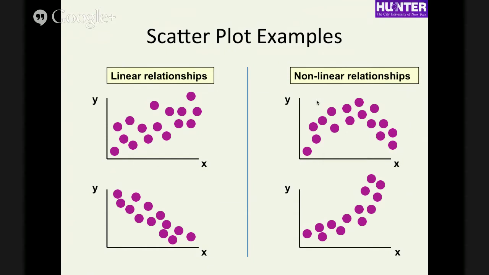So here's a few examples of linear relationships. This is a positive correlation. This is a negative correlation. This one is a somewhat stronger correlation because more of the variation in one of the variables is explained by variation in the other. And then here's a couple examples of nonlinear relationships as viewed on a scatter plot.